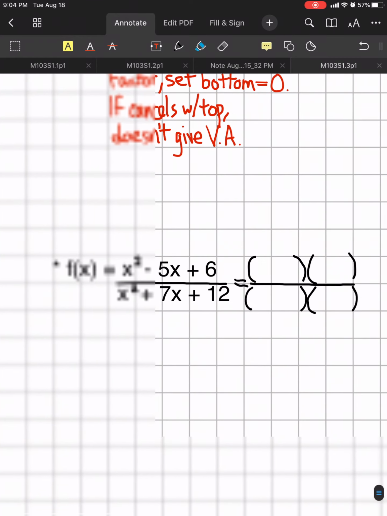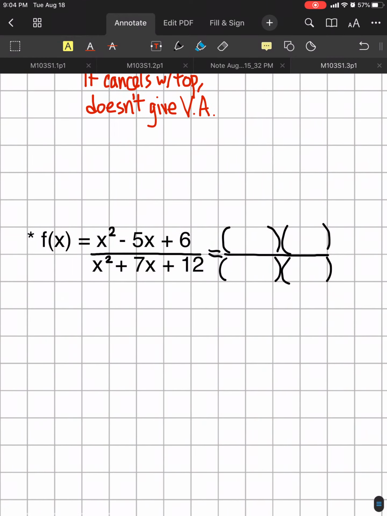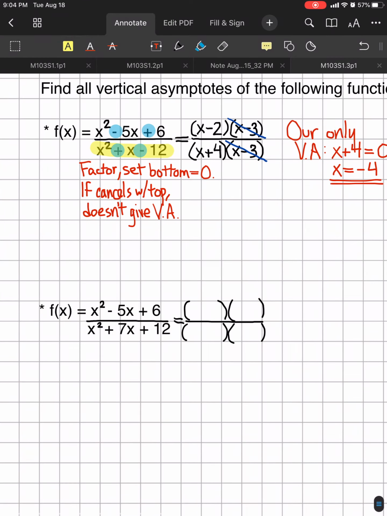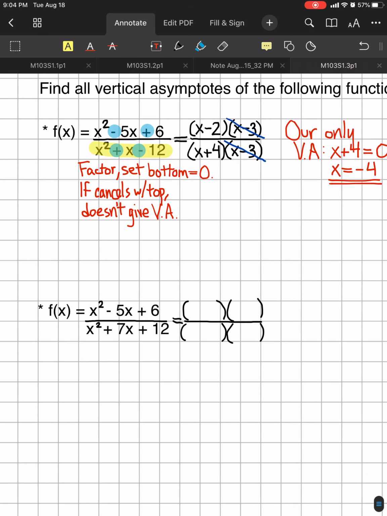Okay, so what I would like for you to do now is do the same thing for this one. Find the vertical asymptotes for this second one. So factor top and bottom first, and then proceed from there. Go ahead and pause the video and finish that up.